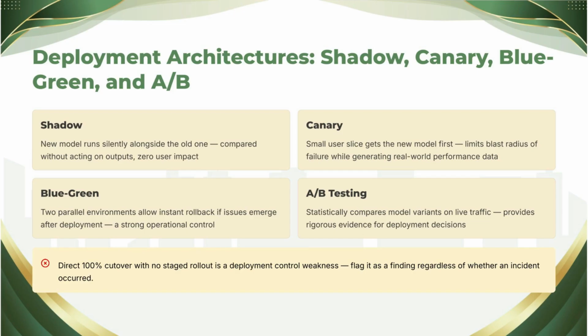And fourth, A/B testing, where two versions run simultaneously for different user groups and you measure which performs better on business outcomes. The audit angle? Each pattern is a control against deployment risk. So ask, which pattern was used, what were the rollback criteria, and who had authority to pull the trigger? Launching straight to 100% of users with no rollback plan? That's not confidence. That's a finding.